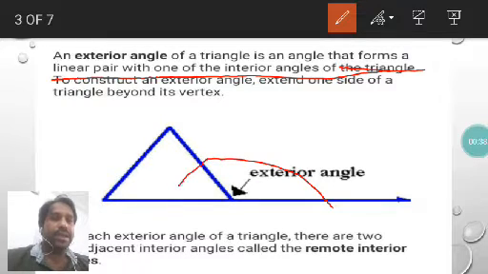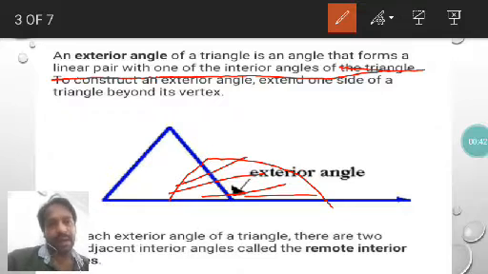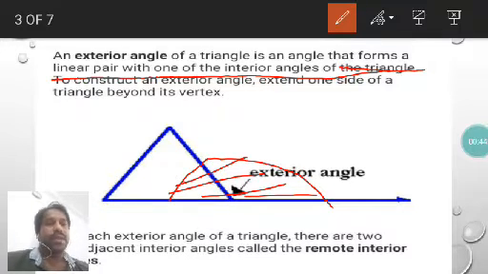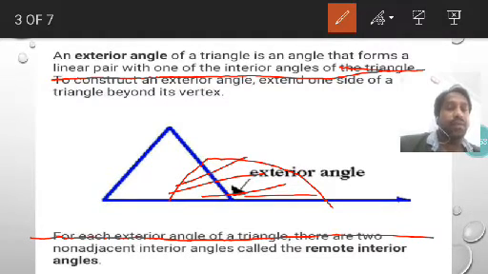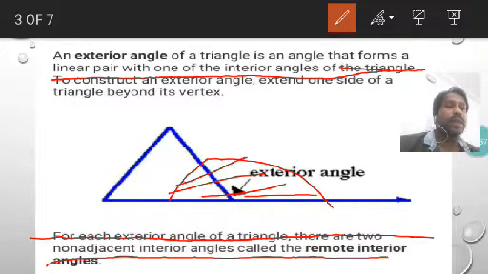If I combine these interior angles of the triangle, these all will become 180 degrees. It means that for each exterior angle of a triangle there are two non-adjacent interior angles called remote interior angles. What does it mean? In the next slide we'll see that also.